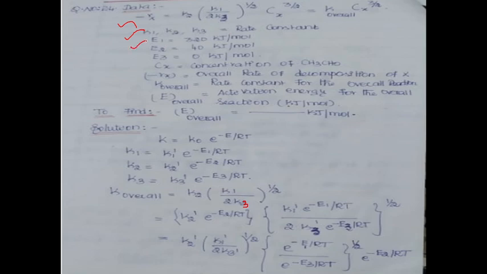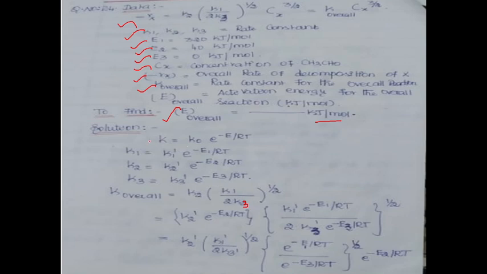E1, E2, E3 are the corresponding activation energy values. Cx, as already said, is the concentration of acetaldehyde or X. Minus Rx is the overall rate of decomposition of acetaldehyde or X. K overall is the rate constant for the overall reaction. So the objective of this problem is to determine the overall activation energy in kilojoule per mole. This is our objective. Solution part.